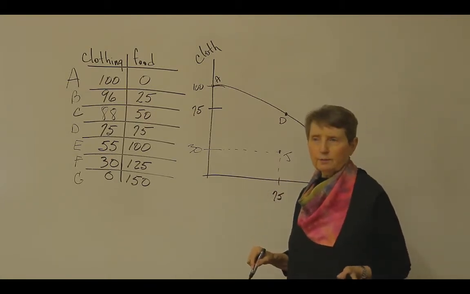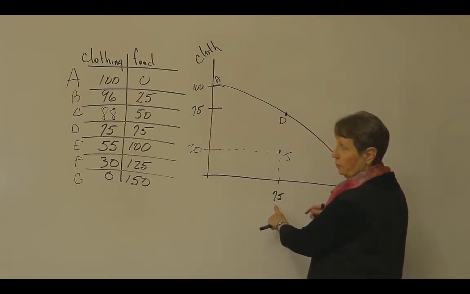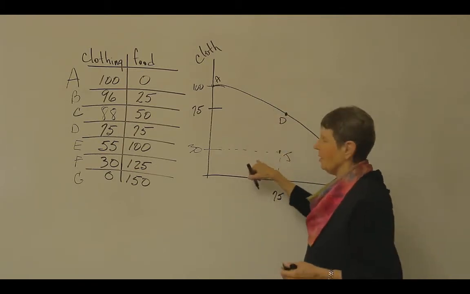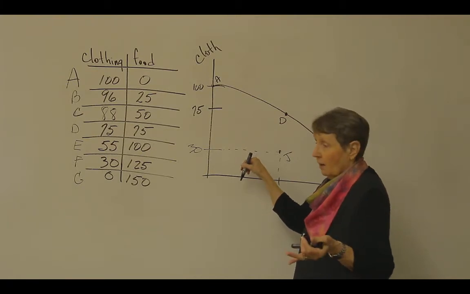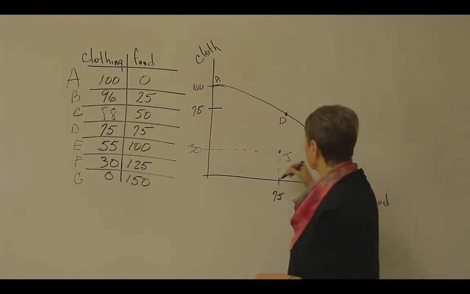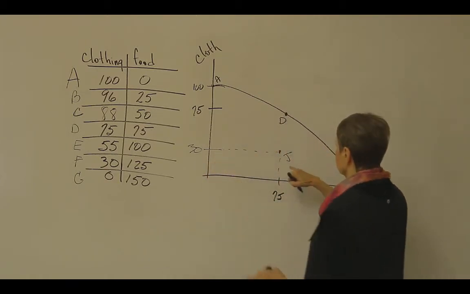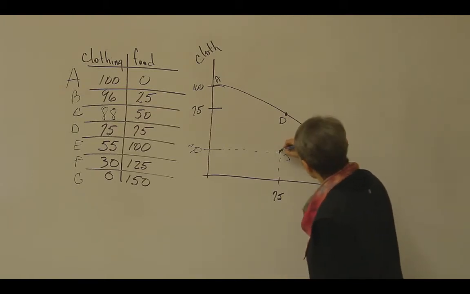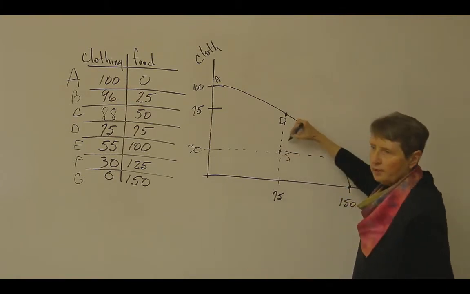This is inefficient. I have the resources to make 75 units of food and 75 units of clothing, and I'm only making 30. This means I've got people who are unemployed. I've got factories that are sitting idle. I've got resources that are not being used. If I'm at J, I could continue to make 30 units of clothing and have 125 units of food, which is out here. So in fact, if I'm producing at J, I'm giving up all of this.